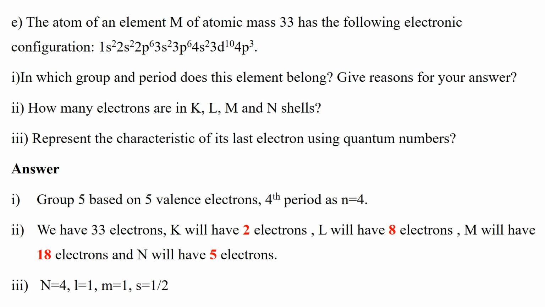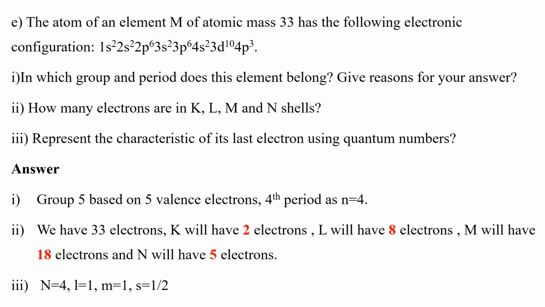Now, as we have the electronic configuration, we can determine group and period. So this is group 5 based on the 5 valence electrons. When we are counting the valence electrons, we are counting electrons in n is equal to 4. We have 4s2 and 4p3. In that case, we have 5 valence electrons. The period, we are in the 4th period because we have n is equal to 4.